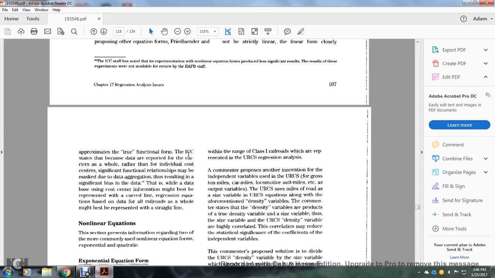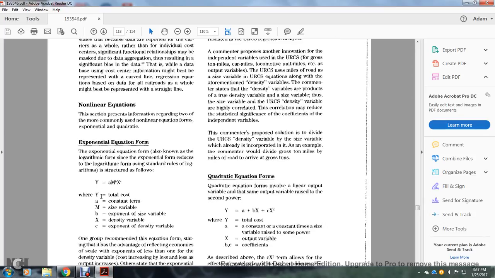The approximately true functional form, the Interstate Commerce Commission states, is affected because the data were reported from the carrier as a whole rather than from individual cost centers. The significant relationship may be masked due to data aggregation, resulting in bias of the data. While a database using cost center information might be best represented with a curved line, a regression equation based on the data of the railroads as a whole might be best represented with a straight line.